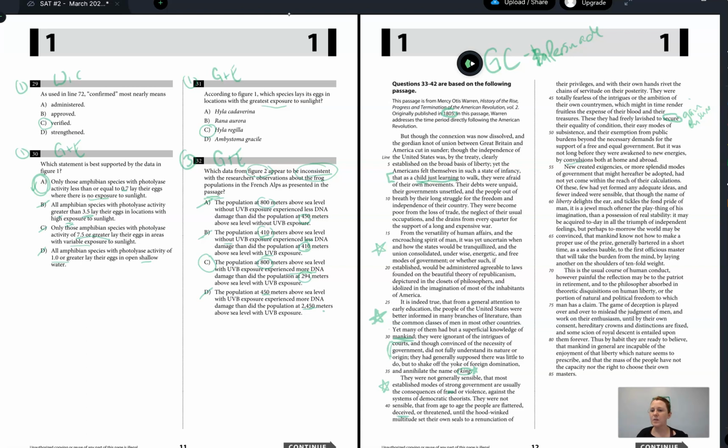Oh, you know what? That deception thing talked about how we gain leaders. So I wonder if this is the deception that it talks about.